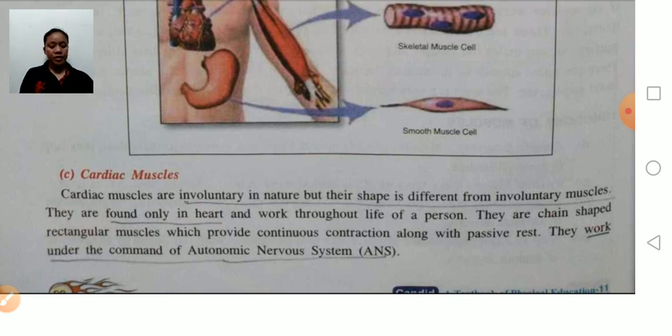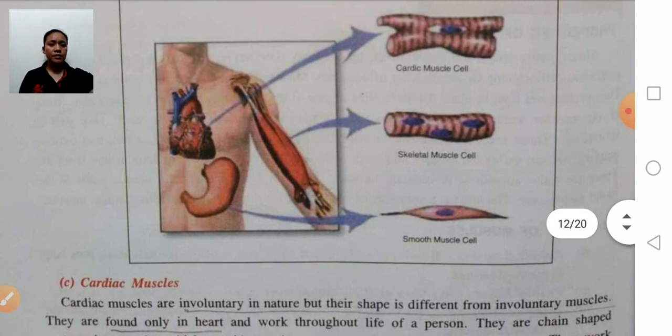Okay, three types of muscles: voluntary muscles, involuntary muscles, and cardiac muscle. Voluntary muscles work according to the will of a person. Involuntary muscles are those over which we don't have any control. And cardiac muscle is found only in the heart.